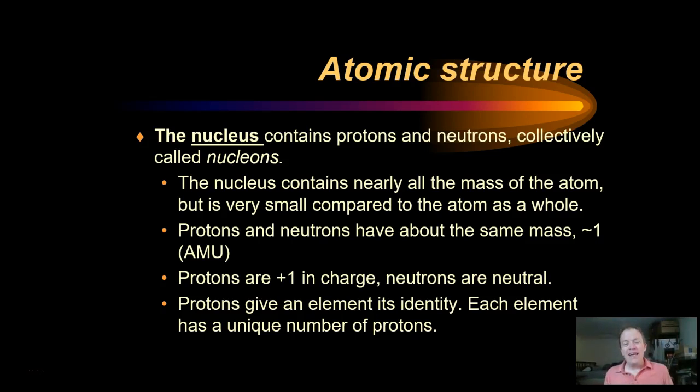So if we're using the word unique properly, each element contains a unique number of protons, meaning hydrogen, for example, has 1 proton. So atoms with 1 proton are hydrogen, period. Carbon contains 6 protons, so atoms with 6 protons are carbon, period. So it is the protons that give an element its identity. And each element has a unique number of protons.